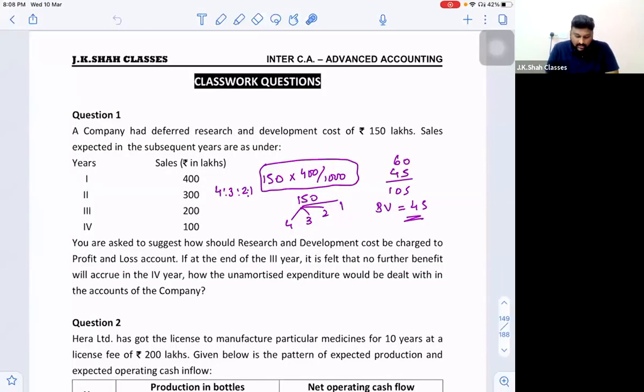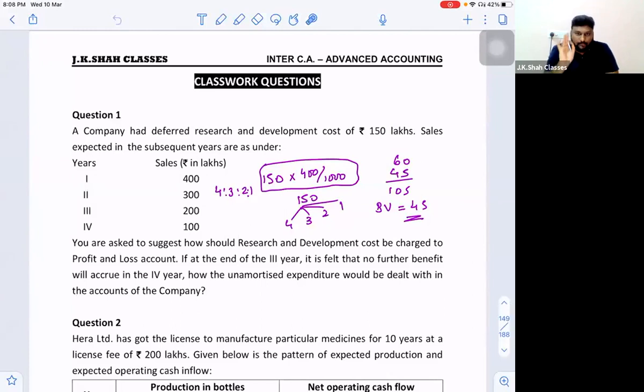Question number 1. A company had deferred research and development costs of 150 lakhs. Now, sir, here, deferred research and development cost. Deferred means they have already recognized this 150 lakhs in the balance sheet as an asset. So how can this be research and development both?